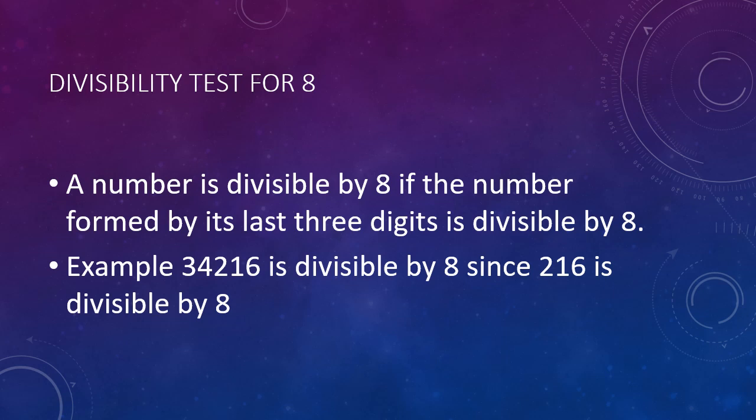Divisibility test for 8. A number is divisible by 8 if the number found by its last three digits is divisible by 8. Example, 34,216 is divisible by 8 since 216 is divisible by 8.